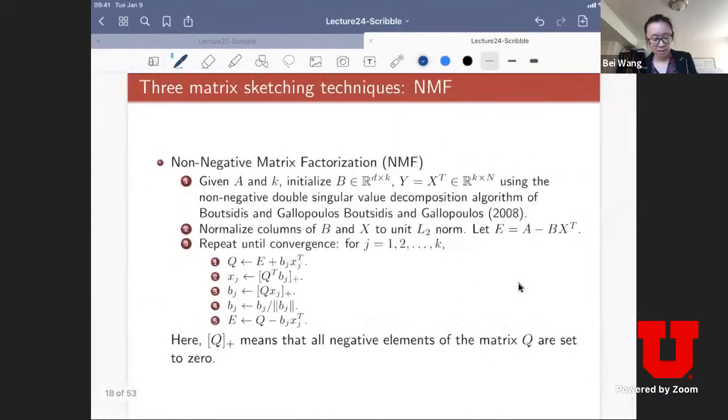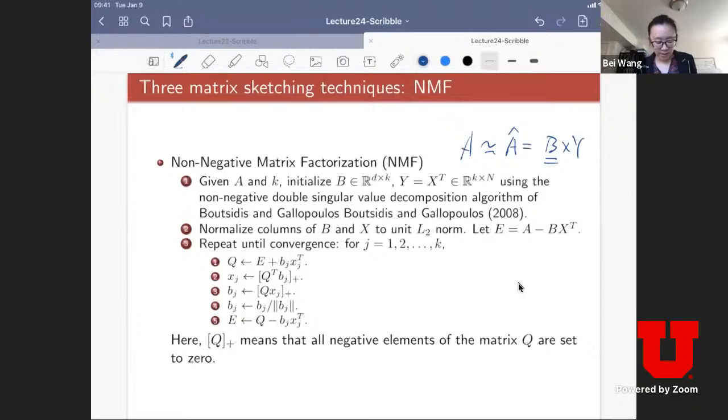And then the last one is what I call non-negative matrix factorization. It tries to find a matrix A hat that is close to matrix A in terms of Frobenius norm. But in this case, the matrix B chosen is a new set of vectors that is not coming from existing columns of A, but some new matrices. There's even more matrix sketching, but we just experimented with those three.